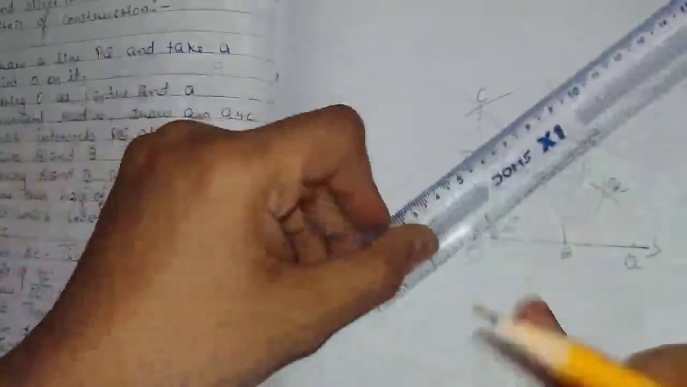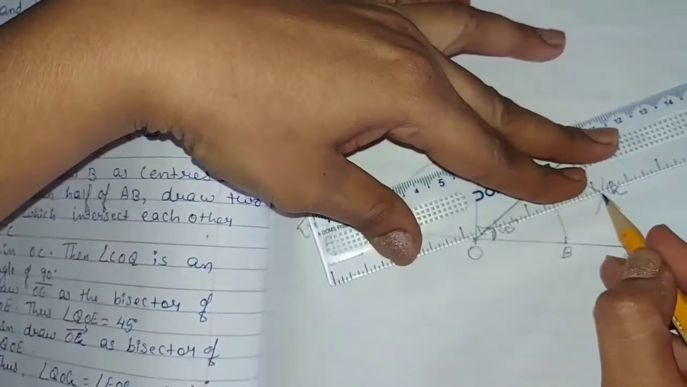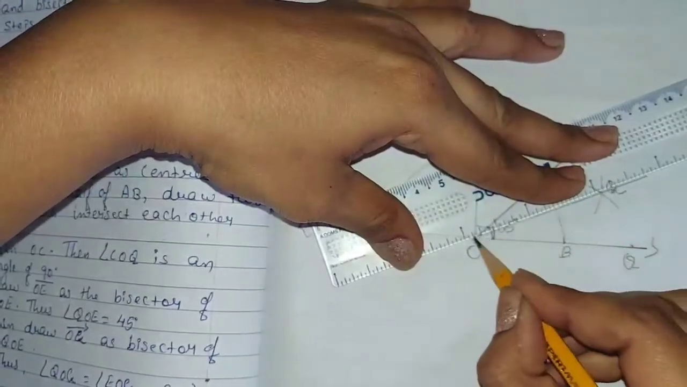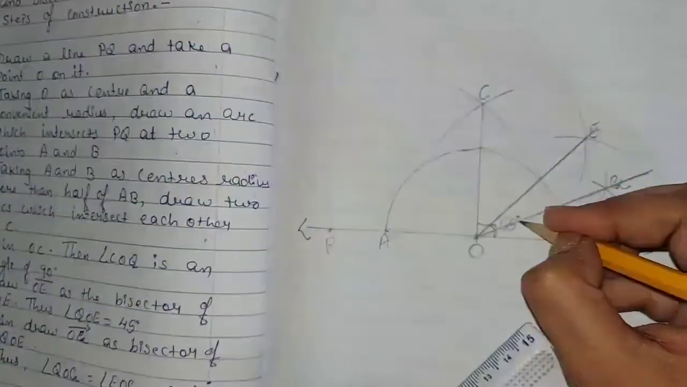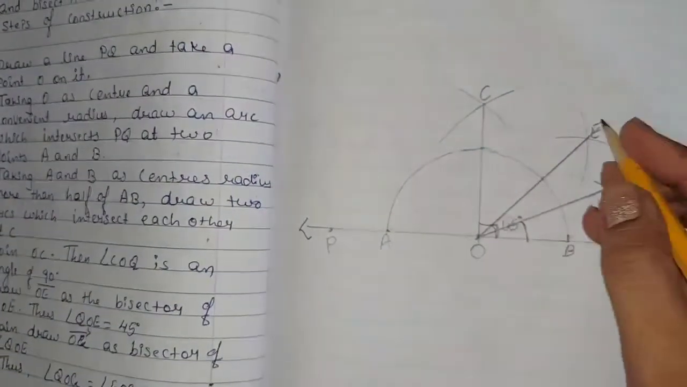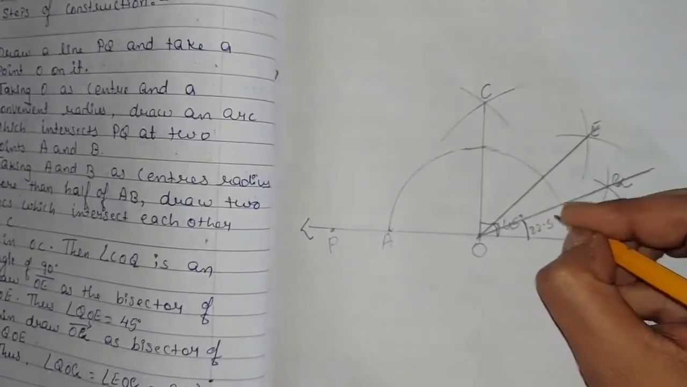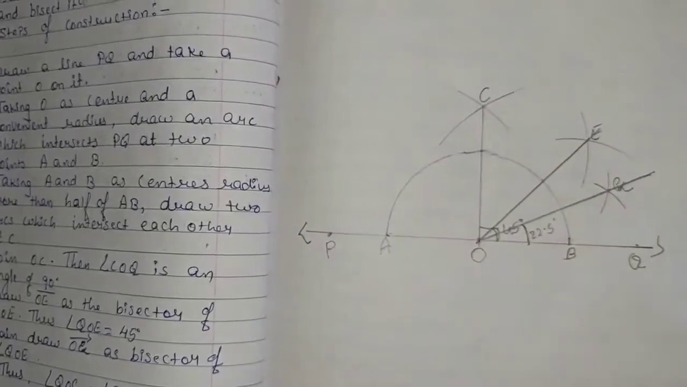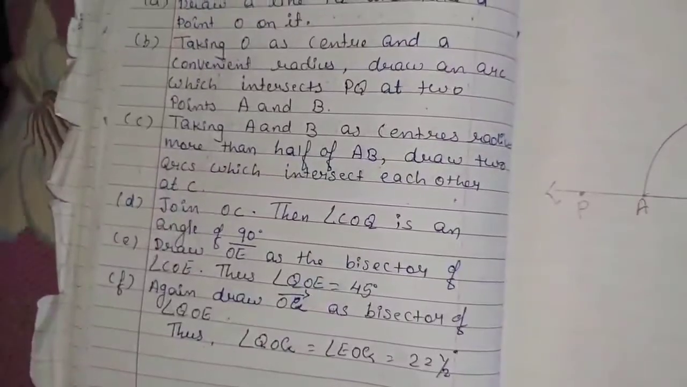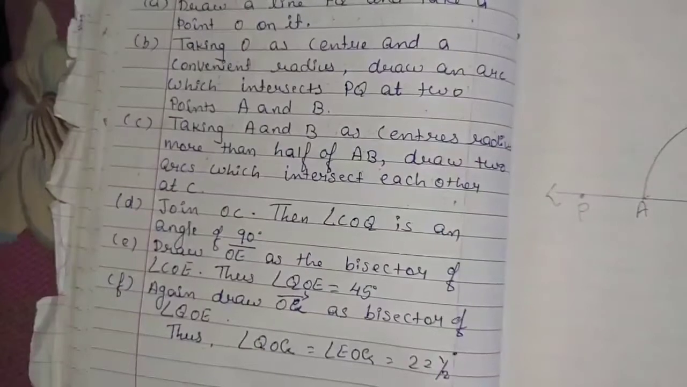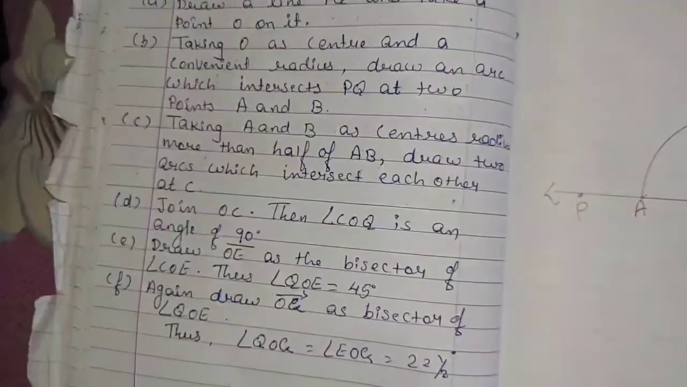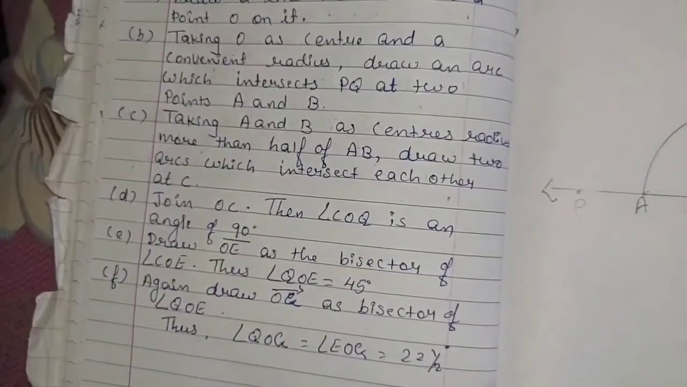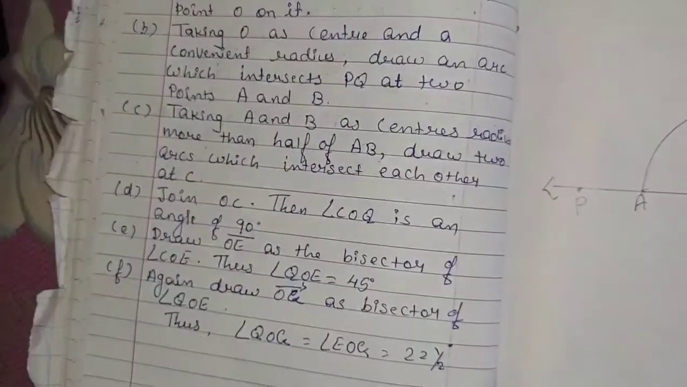Now let us join OG. So if we join OG, this angle is the bisector of 45 degrees, that is 22.5 degrees. Half of 45 is 22.5 degrees. So let us see the last step. Again draw OG as a bisector of angle QOE, and thus angle QOG equals angle EOG is 22.5 degrees. Why 22.5 degrees? Because half of 45 is 22.5.